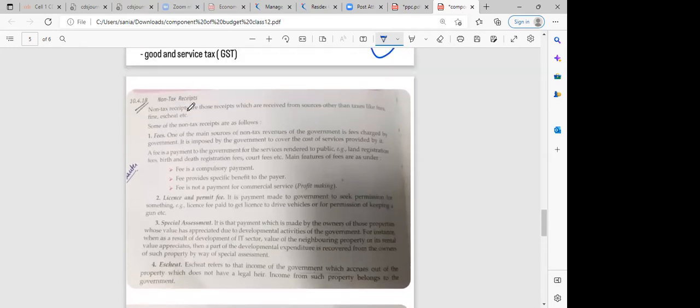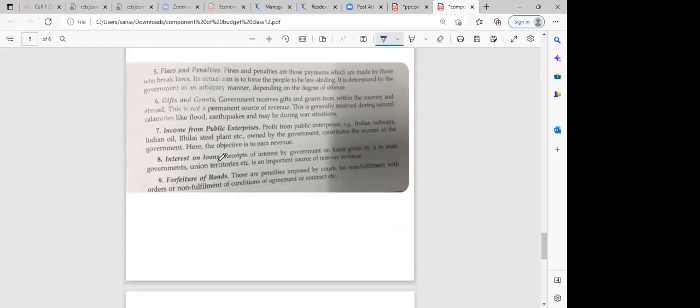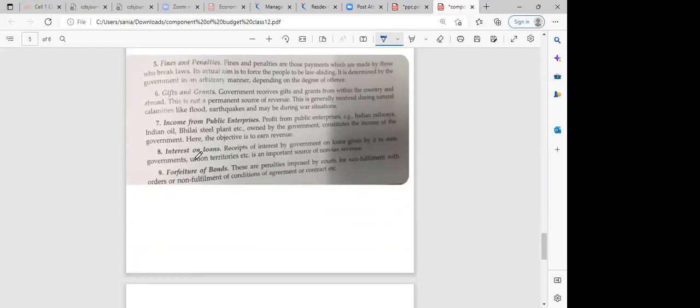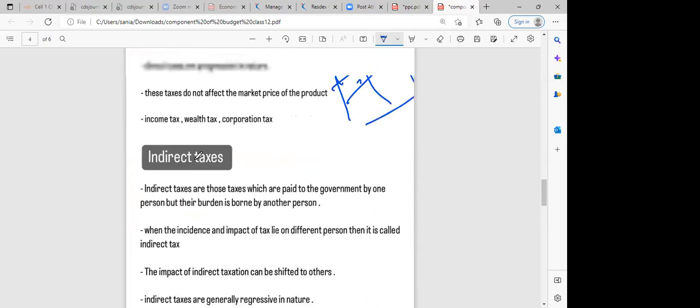These were the basic terms which you need to remember, that all these terms come under non-tax revenue. If I ask you whether fees and fines are tax revenue or non-tax revenue, you will quickly say, ma'am, it is non-tax revenue. If I ask you about fines and penalties, non-tax revenue or tax revenue, you will say, ma'am, non-tax revenue. So these are the terms which you need to remember, whether they are tax revenue or non-tax revenue. Clear?